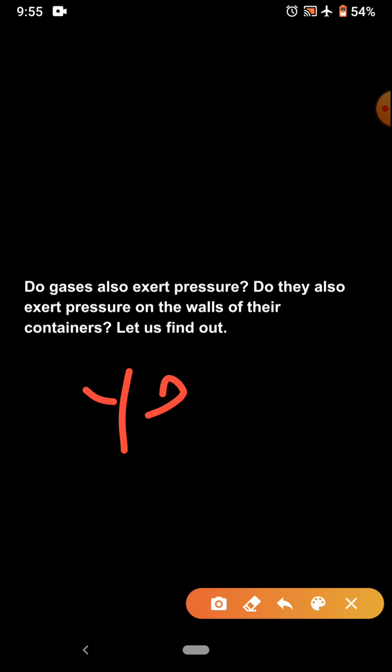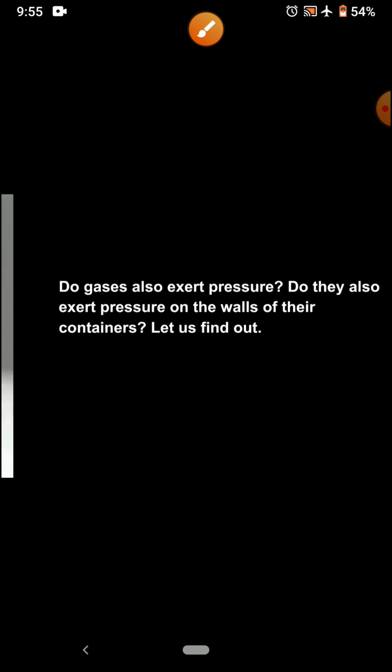Okay, do gases also exert pressure? Do they also exert pressure on the walls of the container like liquids do? Your answer will be yes. From these activities, from these examples, it is clear that gases also exert pressure on the walls of the container in which they are kept.